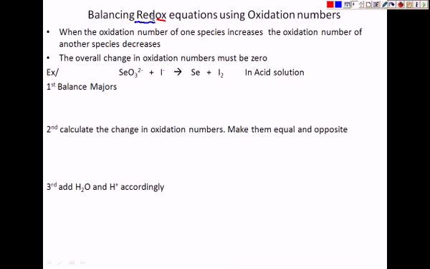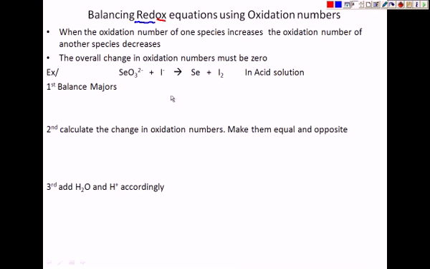Okay? So what we can say is that if something is losing electrons, or being oxidized, then whatever is being reduced must gain those electrons. So if something is losing 3 electrons, then something must be gaining 3 electrons. And we're going to use that principle of having the overall change in oxidation number equaling 0 to balance our redox reaction.